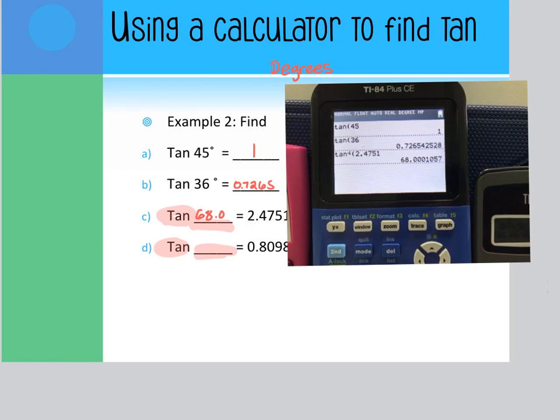For the last question, you're again looking for the angle. So I'm going to do the tangent -1 of 0.8098. Type that in the calculator. And I get 39.0. So these are the angles. So again, when you're given the angle and you're looking for the actual tangent, you're going to use the regular tangent button. When you're given the tangent and you're looking for the angle, that's when you're going to use that -1.